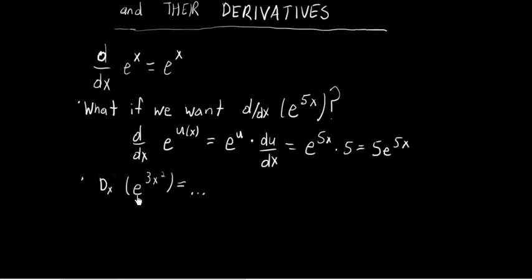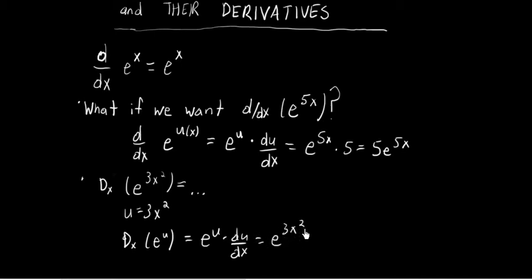What about the derivative with respect to x of e to the 3x squared? Well, here u equals 3x squared, so this would be the derivative with respect to x of e to the u, which is e to the u du dx. So that's just going to be e to the 3x squared times 6x. Or alternatively, you can put the 6x out front. Write it as 6x times e to the 3x squared.